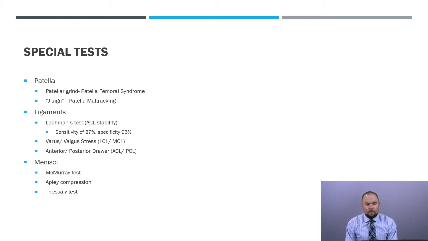Testing of the knee, so we're looking at several structures here again. Talking about the patella grind test, we're looking at patellofemoral syndrome. You can also get a spectrum with chondromalacia, which is irritation of the articular cartilage of the knee, which would also show similar findings. And then the J sign, where we see patella maltracking.